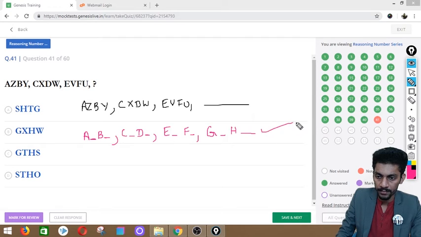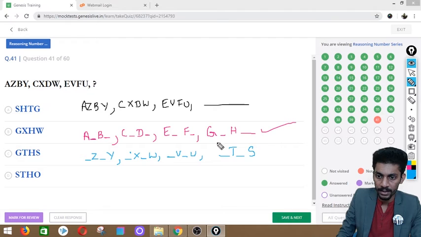Okay, so one pattern we got. What is the next pattern? I'll change the color for you. You have Z, Y, you have space here, comma, X, W, V. Now what is happening? Z, Y, X, W, V, U. It is going in reverse order. What is before U? It is T. What is before T? It is S.